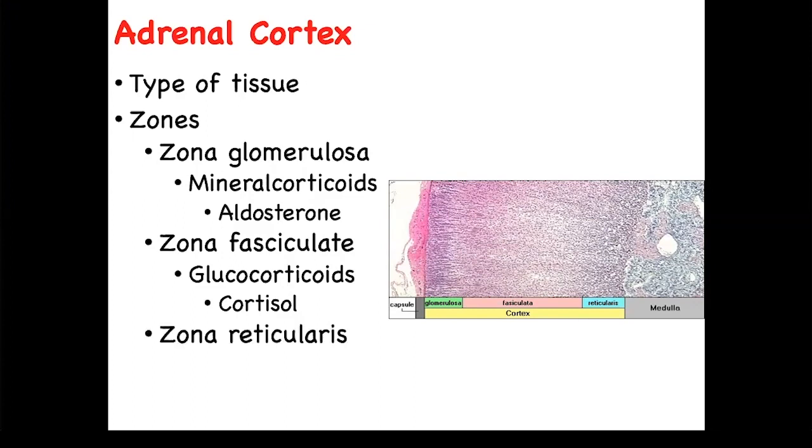The deepest zone is called the zona reticularis. It's located right here. It's adjacent to the medulla. You can see how the medulla is stained a slightly different color. So it's going to be next to the medulla. The cells here are arranged in a net-like fashion, and they release gonadocorticoids. Gonadocorticoids are sex hormones. Androgens are male-like sex hormones.